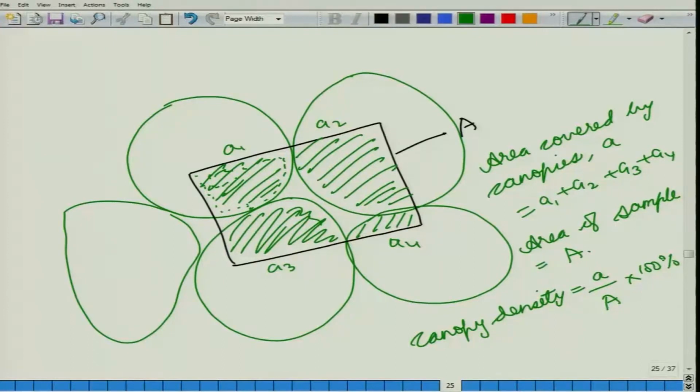For instance, in a dense forest you might have a canopy density of greater than 0.7 or 70%, whereas in a scrub forest, for instance, if you go to Rajasthan you will find lots of sand dunes with very few trees. The canopy density that you will have there might be less than 0.4 or less than 40%. In that case we will call it a scrub forest, whereas in the case of 70% or greater canopy density we will call it a very dense forest.